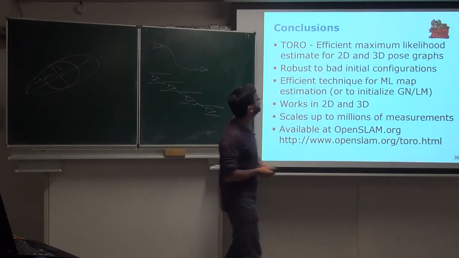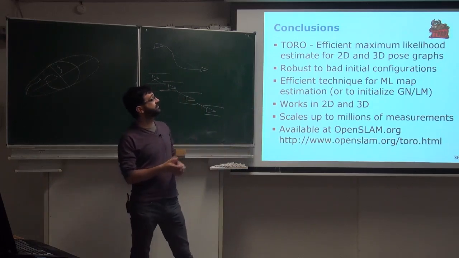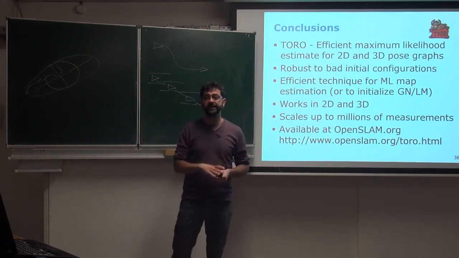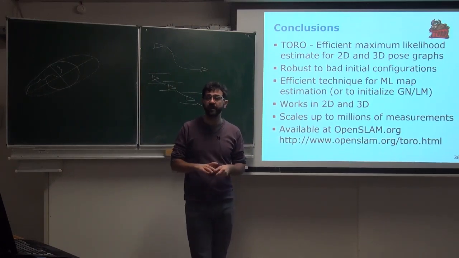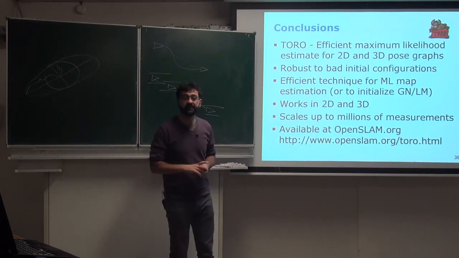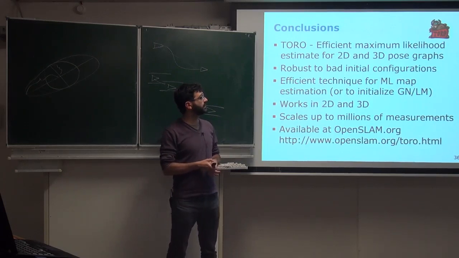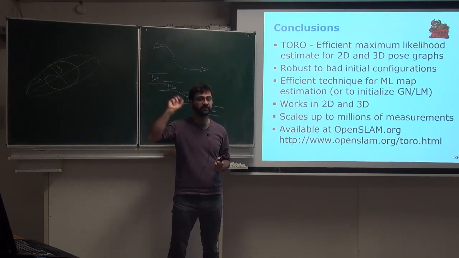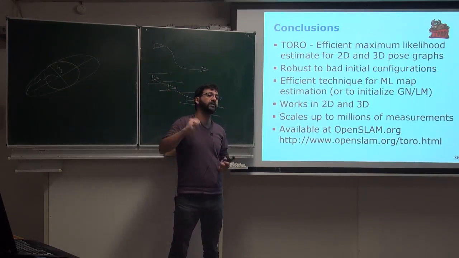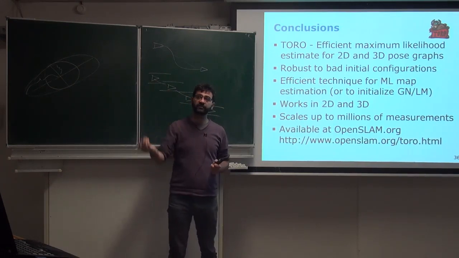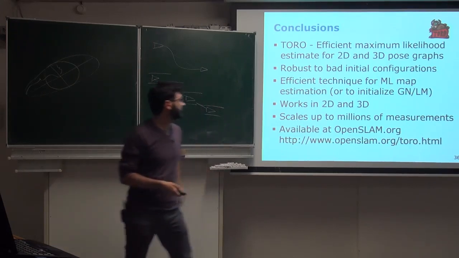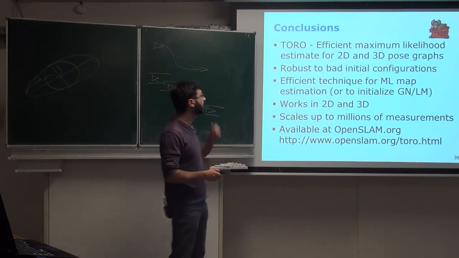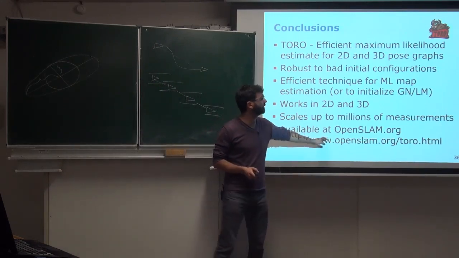So in concluding, Toro is an efficient maximum likelihood estimation algorithm for both 2D and 3D pose graphs. It is robust to initial configuration. It's based on stochastic gradient descent, so it takes one measurement at the time and then computes the gradient for the whole state space just based on this measurement. It scales up to millions of measurements, and it's also available open source on OpenSlam.